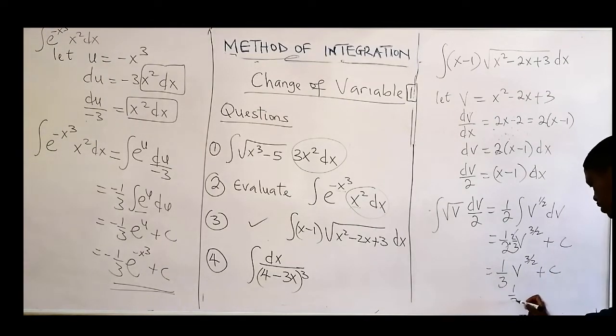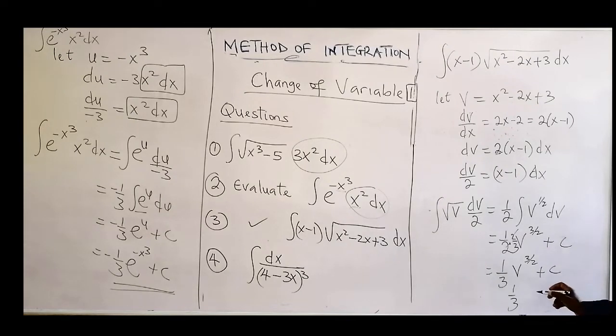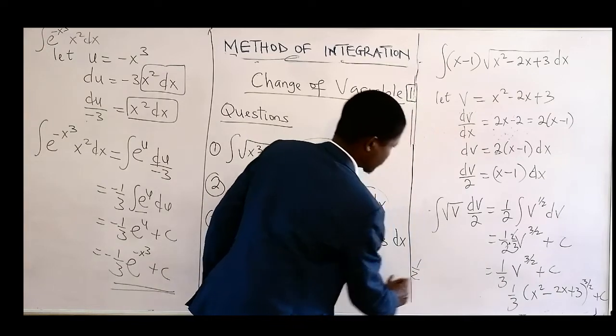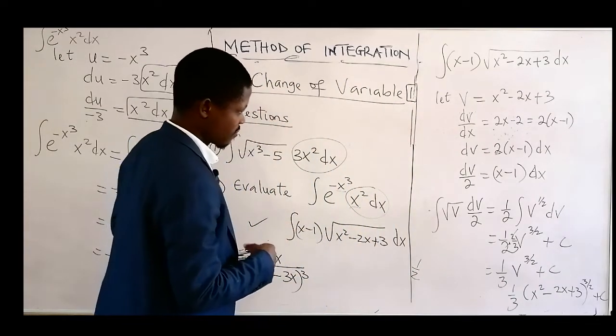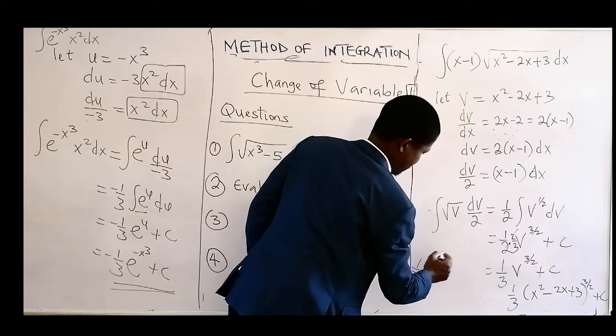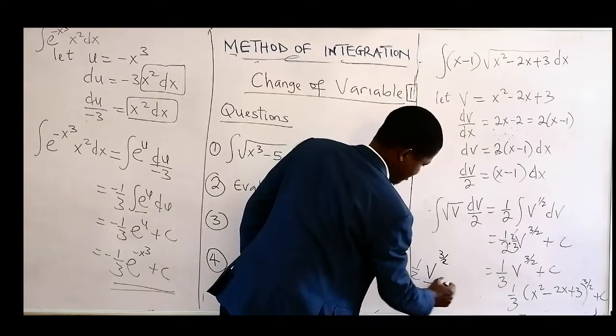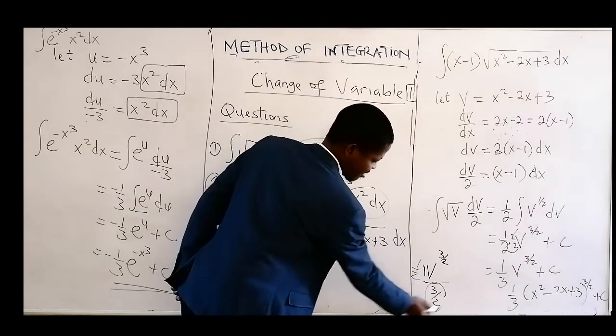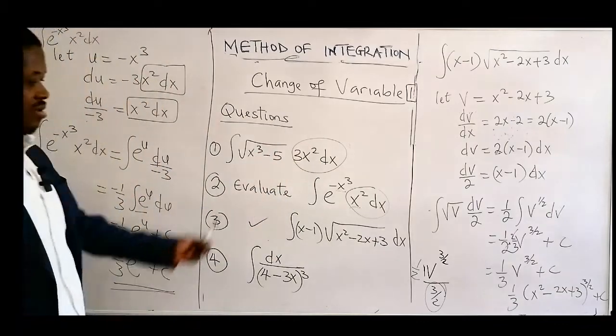Then substitute back, that's 1 over 3. Your v is what? Your v is x squared minus 2x plus 3 to the power what? 3 over 2 plus c. Okay? And what we did here, that's our answer. What we did here, we have 1 over 2 v to the half. If you integrate this, that's half, that's 3 over 2. So instead of saying 3 over 2, I've explained this in my previous video. Okay, there's 1 here. Just reverse this and multiply that. So that's 2 over 3.